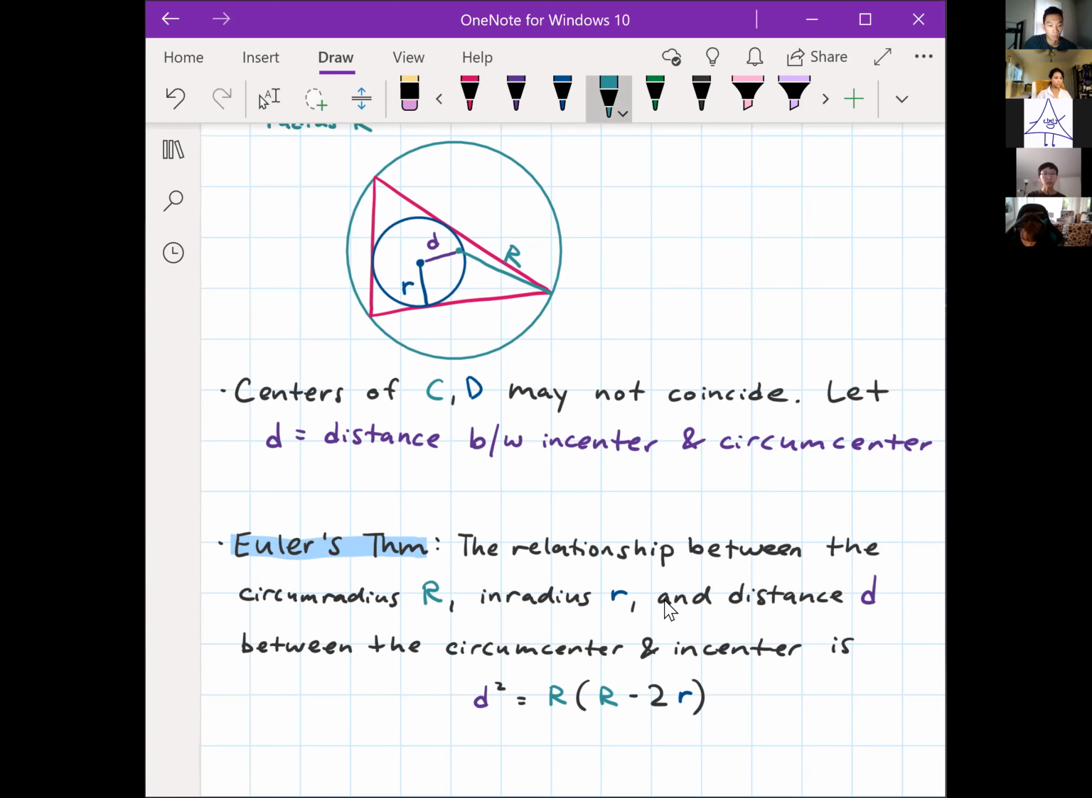And in general, I think we get from some algebraic geometry magic that if you're looking instead at an n-gon with circumcircle and incircle, the relationship between these three quantities is always going to be some sort of polynomial. I don't actually know the details of why that's true, but that's just kind of cool.